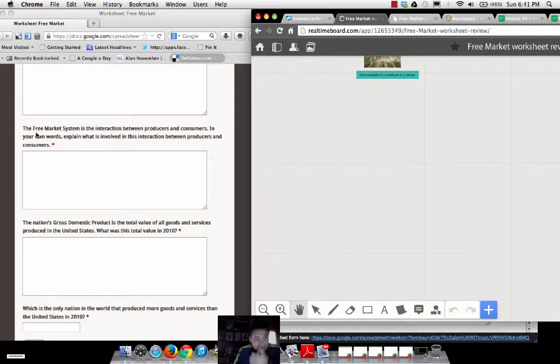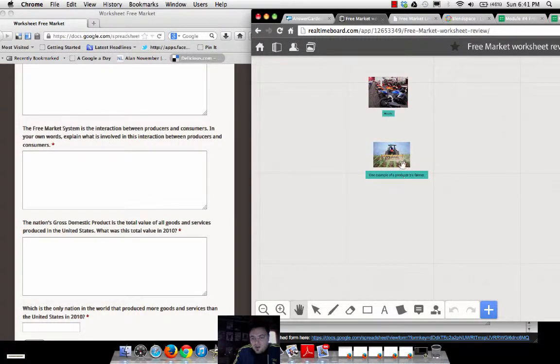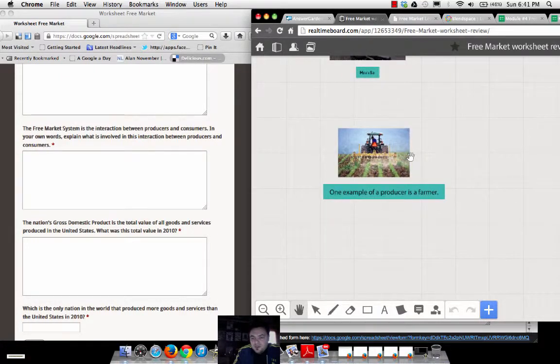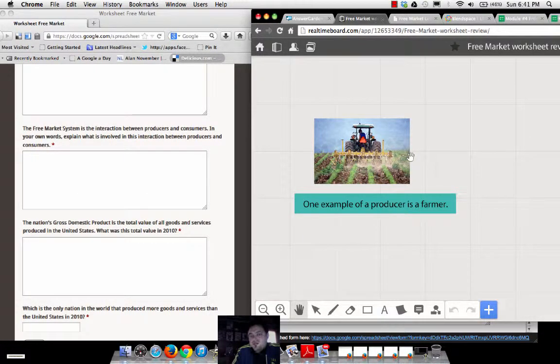Now let's look at this question. The free market system is the interaction between producers and consumers. In your own words, explain what is involved in this interaction between producers and consumers. Well, very easily, a farmer's not going to produce crops unless he has someone to buy those crops. He's going to produce enough for his family or himself maybe, but the ultimate goal in our free market system is to sell those on the market, and people will buy them. And when you're buying them, you're becoming a consumer. So we want you to explain those interactions between the two.